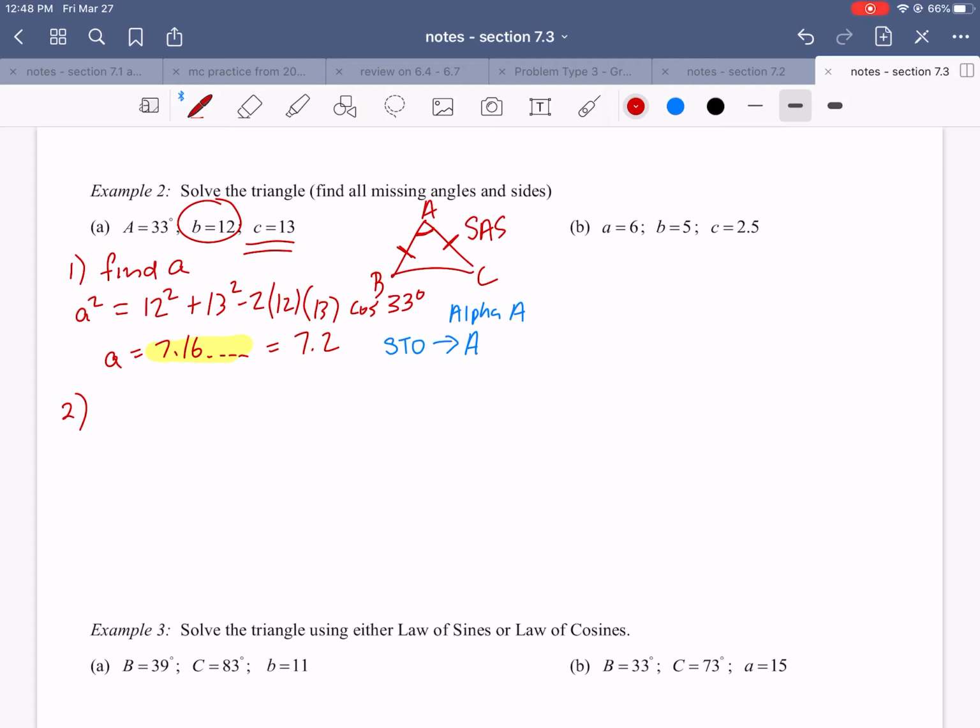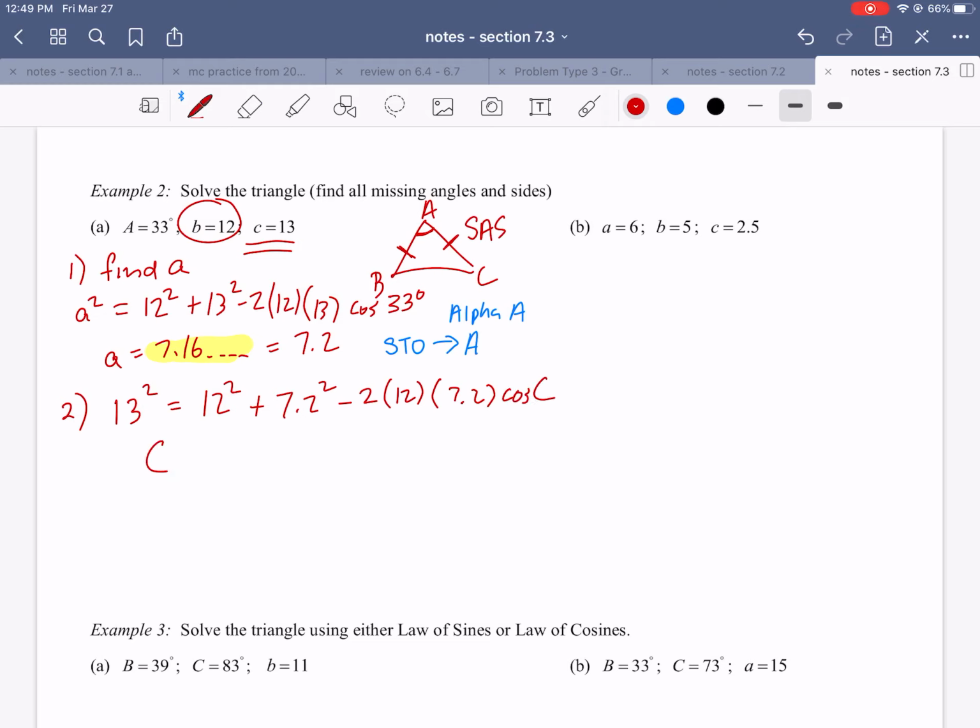So I'm going to start this off with C squared, which is 13, is equal to my B squared, which is 12, plus my A squared, which is 7.2. I'm really just writing that as a placeholder, but I know that I'm going to use 7.16, etc. when I write this in my calculator. Minus 2 times 12 times 7.2 cosine of capital C.